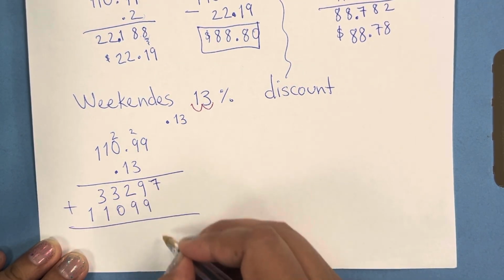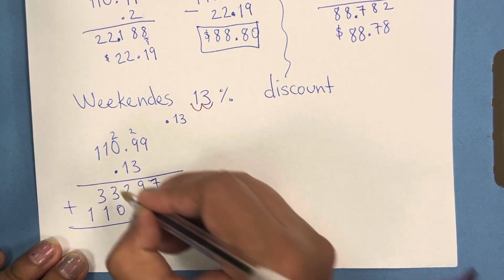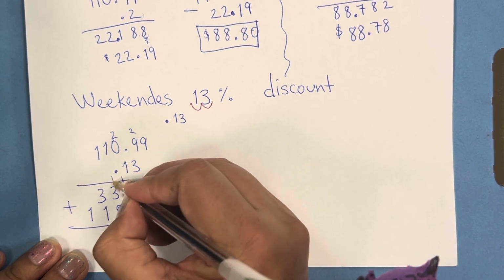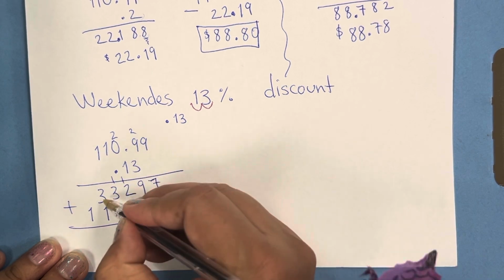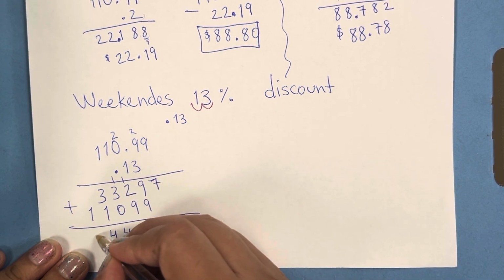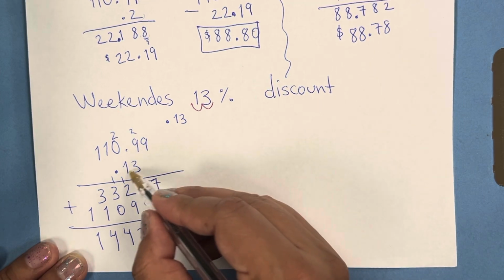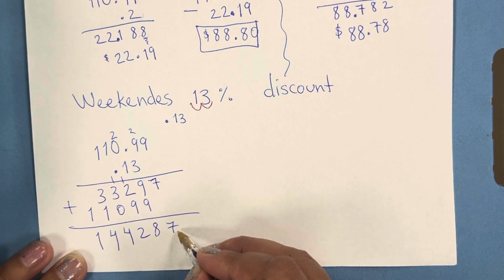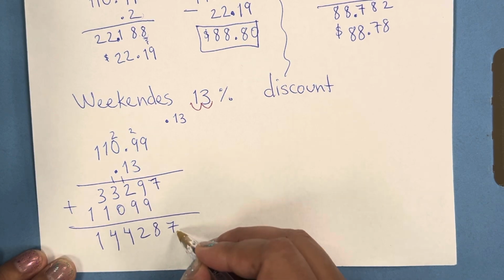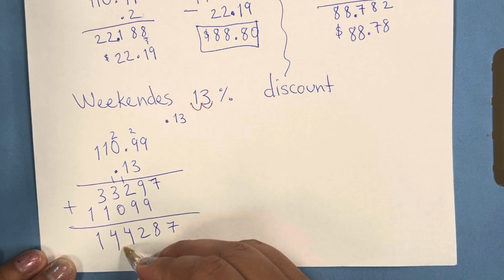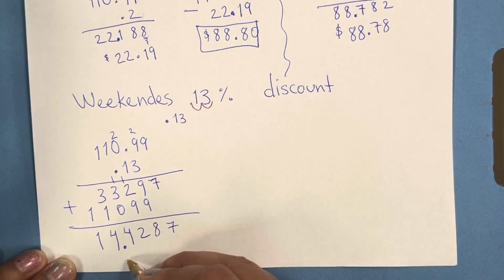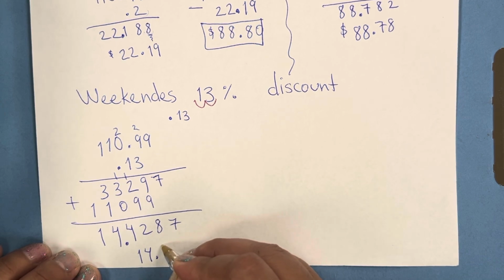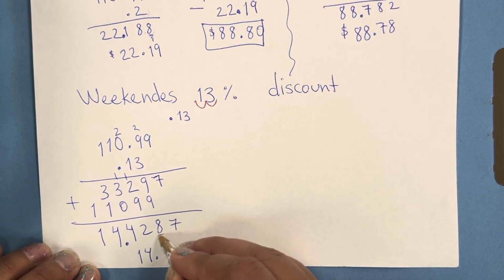We add them. 9 plus 9 is 18, carry 1. 9, 10, 11, 12, carry 1. 3, 4. 3 plus 1 is 4, and bring down the 1. We move 1, 2, 3, 4. After the decimal point, we have 4 spaces, so we are going to go to the left that many spaces. 1, 2, 3, 4. So, rounding it again, $14.40. Well, this is an 8.